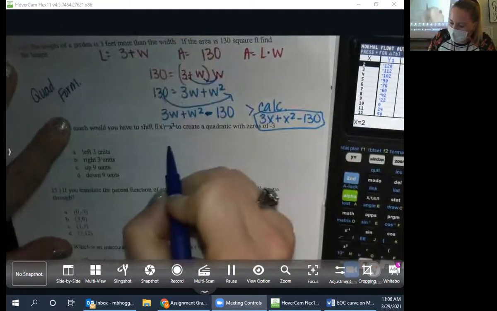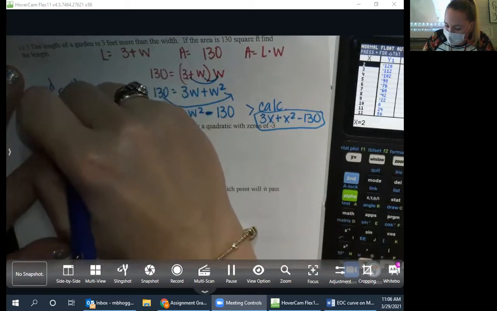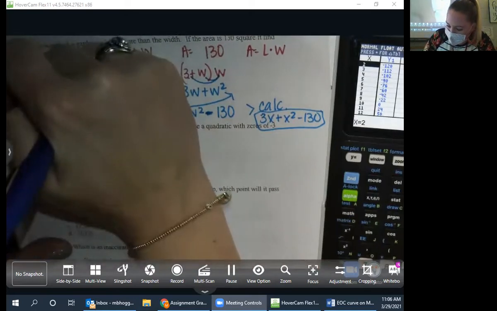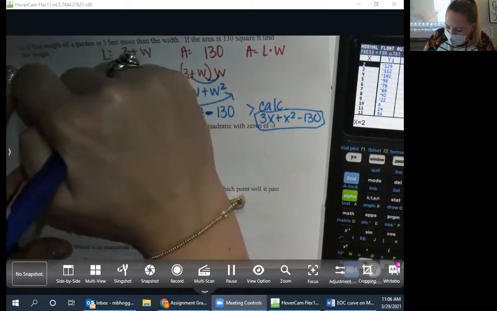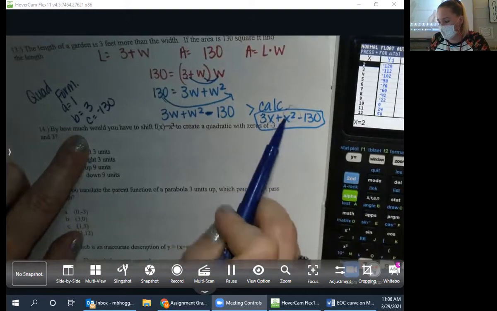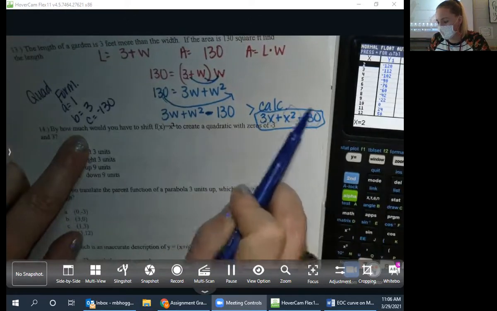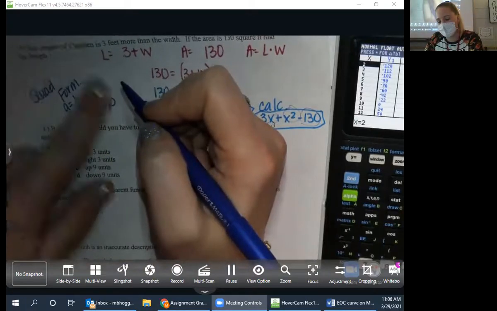So you would be doing the quadratic formula and you would solve for x. You would say your A is 1, your B is 3, and your C is negative 130. Your A is your x squared term, your B is your x, and your C is negative 130. Tomorrow when we come to class, I'm going to show you how to do this one.